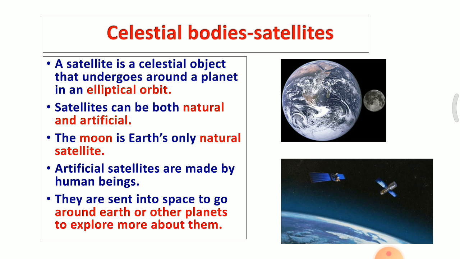Here, look at these two images. The first image is Earth and Moon. Here the Moon is a natural satellite of Earth. The second picture is Earth and an artificial satellite. These artificial satellites revolve around the Earth, and also revolve around other planets to explore more about them.